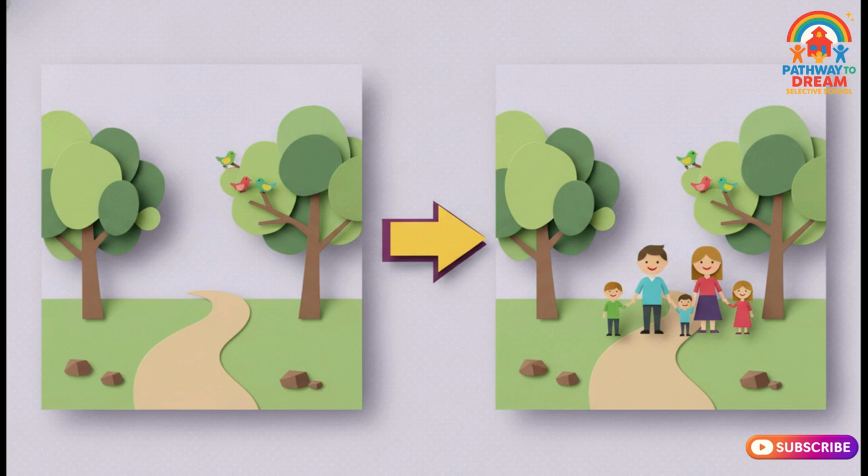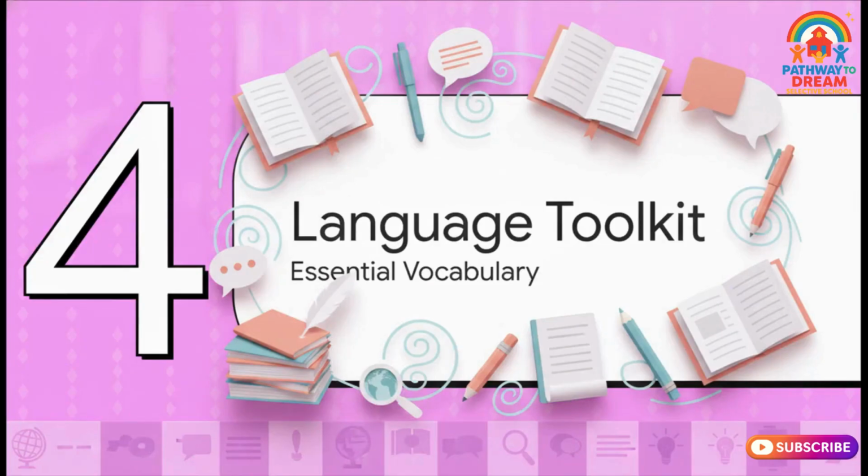So instead of just listing walking tracks, you write, easy walking tracks allow families to explore the wetlands without needing specialized equipment. You've just told a busy parent exactly why this matters to them. Doing this shows incredible maturity in your writing. Next up, Section 4, Essential Language Toolkit.